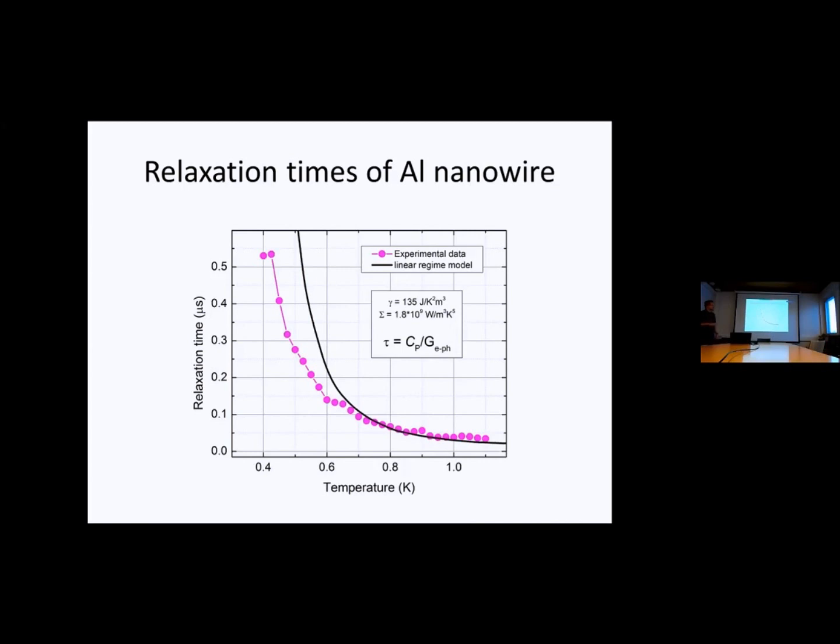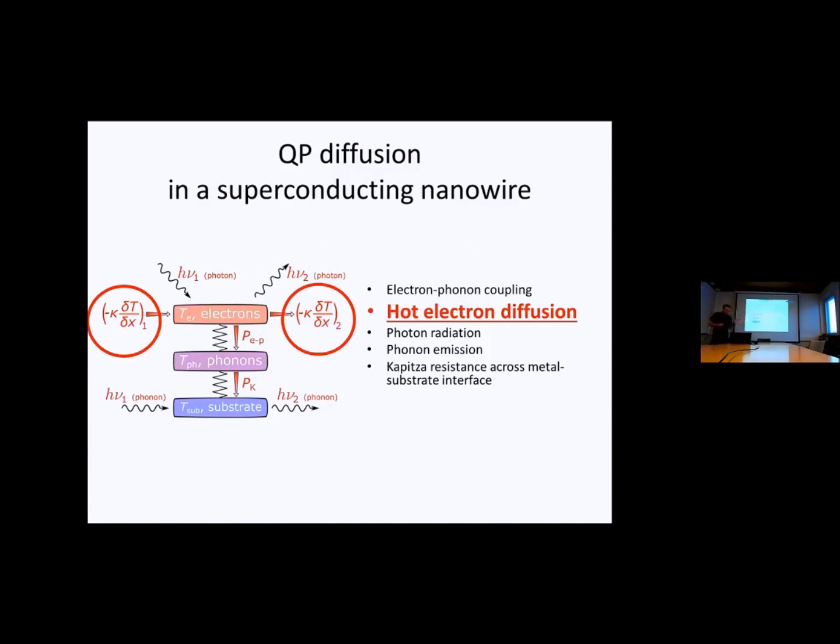So we see that actually the times that I measure are 30 nanoseconds at higher temperatures. So here there is good agreement. Here it looks like the electron phonon coupling actually works better than BCS theory predicts. Or maybe I should also take into account here the hot electron diffusion. So, okay, the previous experiment was mainly aimed at proof of concept and then also to investigate electron phonon coupling.